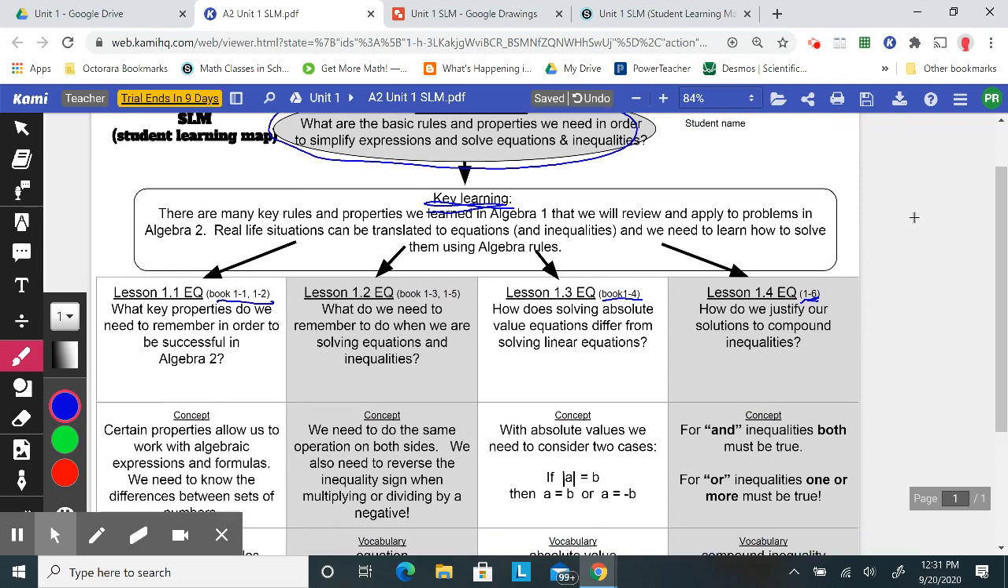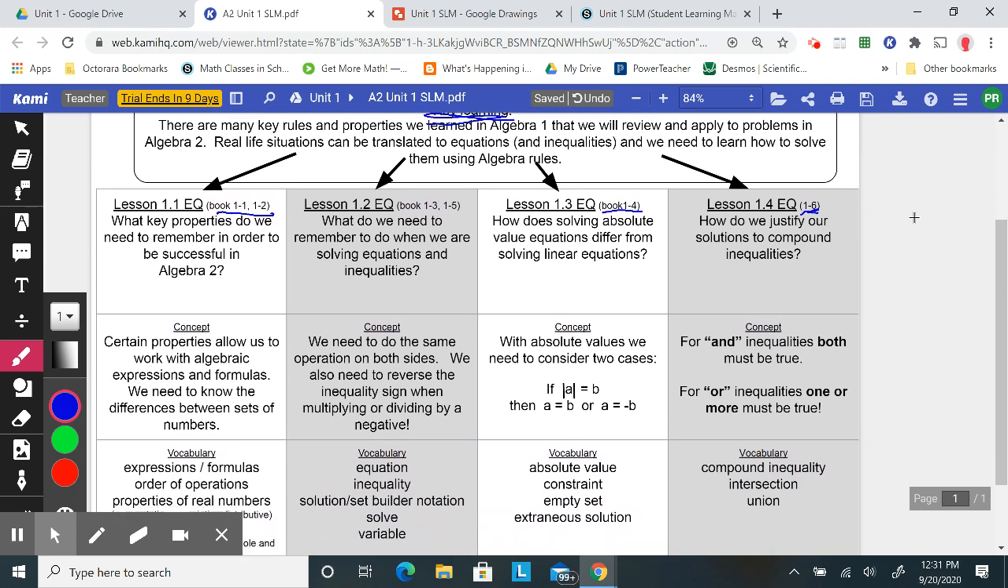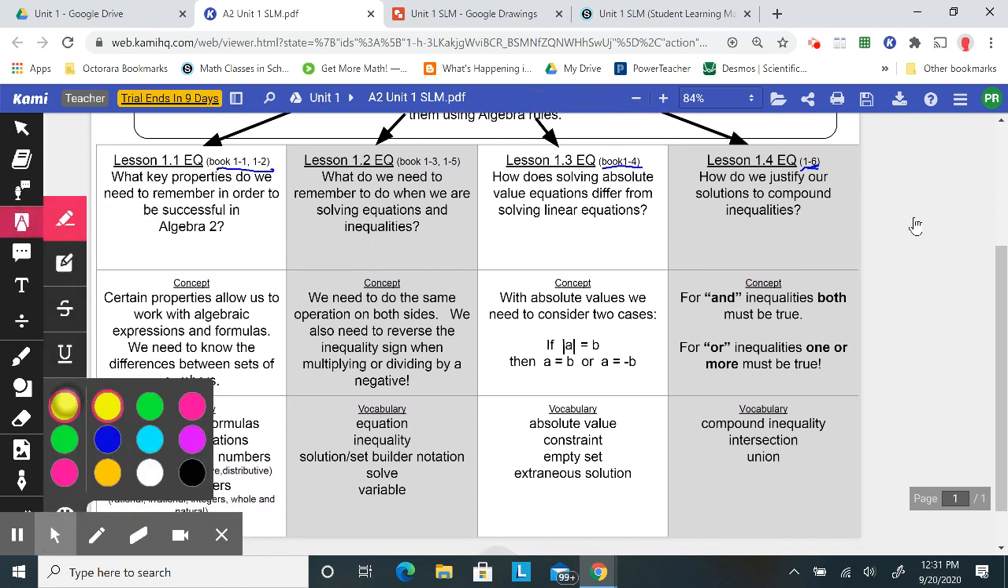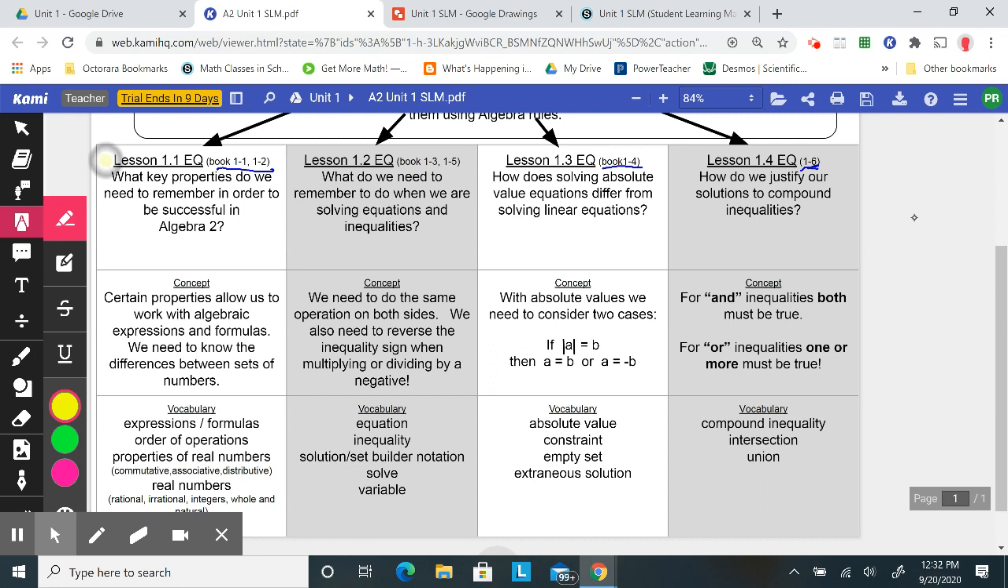Real quickly, let's go over each lesson. So go down the columns. We'll start with lesson 1.1. Get my highlighter on. Let's see if this works. So in lesson 1.1, the essential question is, what key properties do we need to remember in order to be successful in Algebra 2? And as it says in the key concept, certain properties allow us to work with algebraic expressions and formulas. We need to know the difference between sets of numbers. And our vocabulary is listed below.